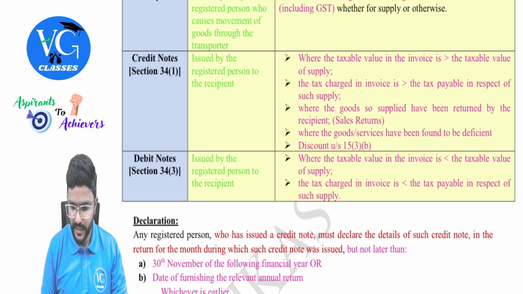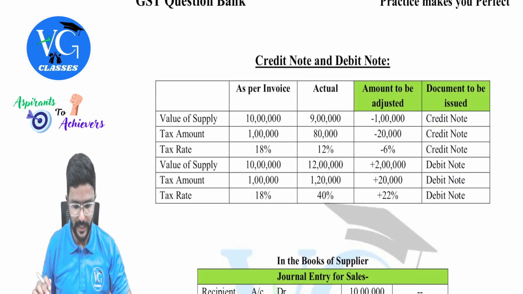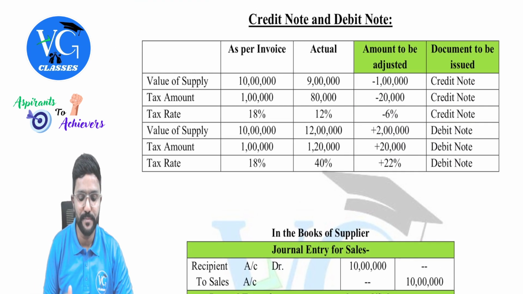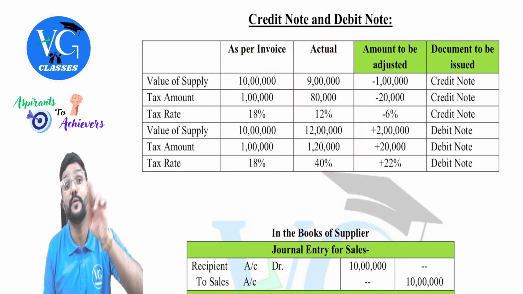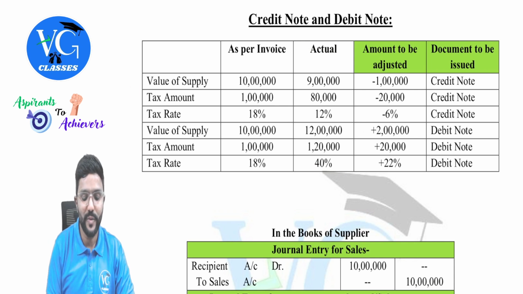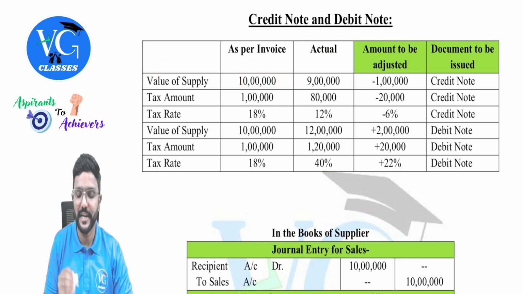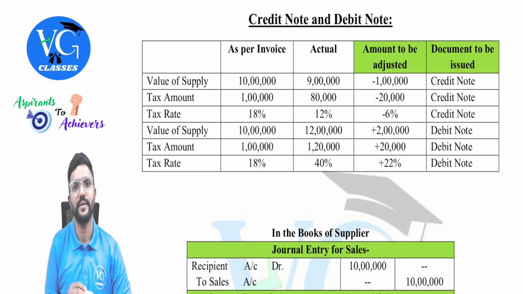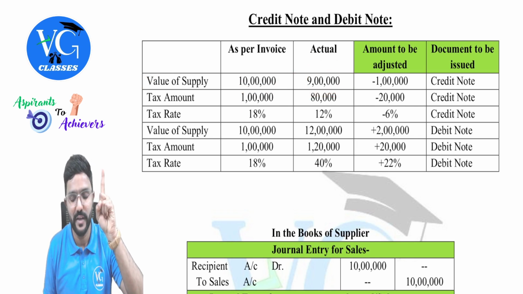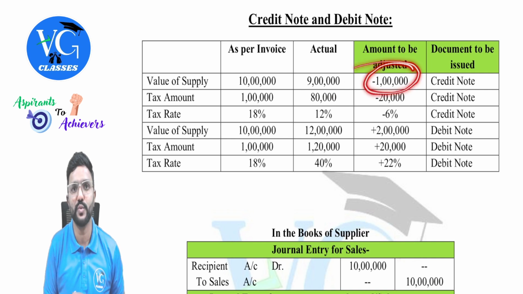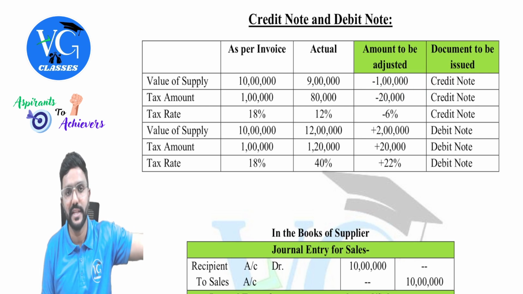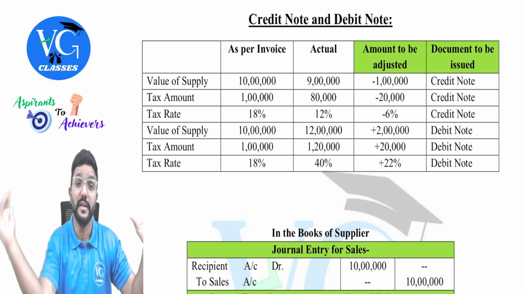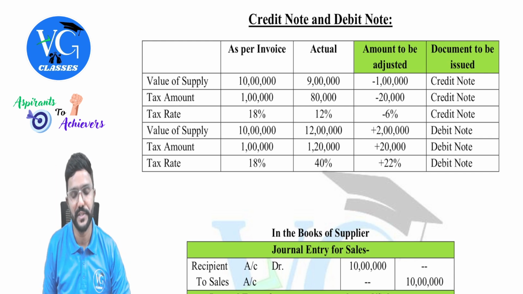Okay, sir. So in simple terms, if I have to explain, just a minute. Yeah. You can see, guys, as per the invoice, this is the amount charged, whereas actually this is the amount which was supposed to be charged. So value of supply as per the invoice is 10 lakh, but the actual amount to be charged was 9 lakh. So already 1 lakh more is charged in the invoice. So we need to do minus 1 lakh. For that, we will issue which document? Credit note. We will not change anything in the invoice. We will issue the credit note linking it to the original invoice.